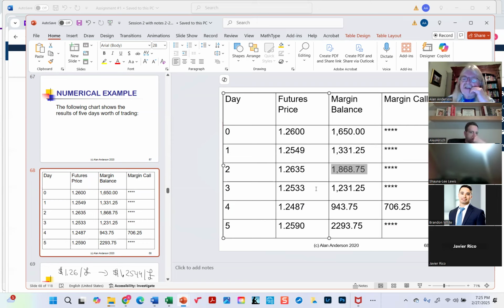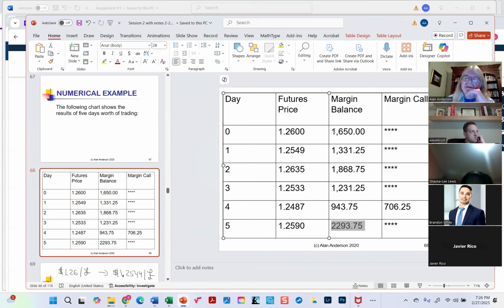Let's say we don't though. We leave the money in, and the next day we lose money. We're down to 1231.25. Then on day 4, disaster strikes. The balance in our account is less than $1,000. What we have to do is put in enough money to not only bring it back to 1,000, but to the original balance of 1650, which means we better put up 706.25, or they will close out our account.